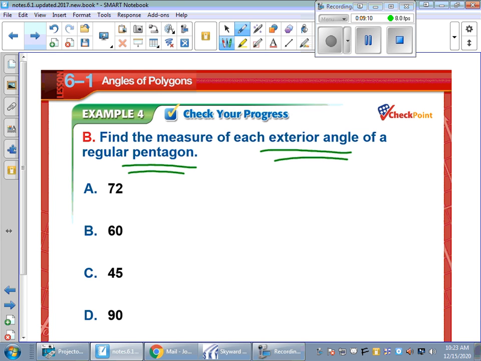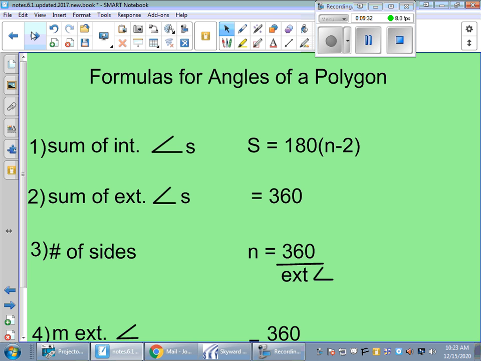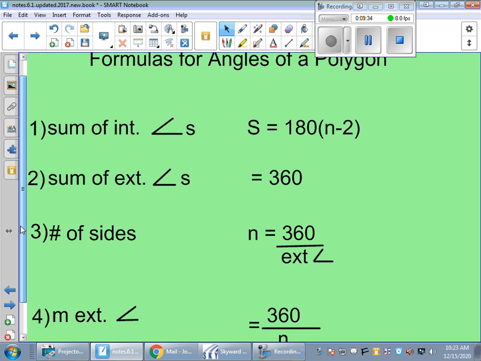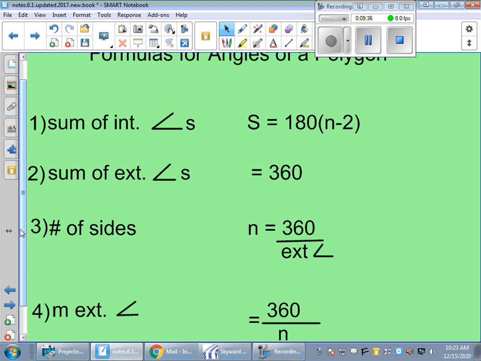Okay, so again, we have to think about a couple things. First of all, exterior means that all the angles add up to 360. And then how many sides does a pentagon have? It has 5. So you're going to go 360 divided by 5, and that gives us the answer of A, 72. If you wonder how I got that, I came up with a few equations on the next slide that maybe help us out to answer some of these.